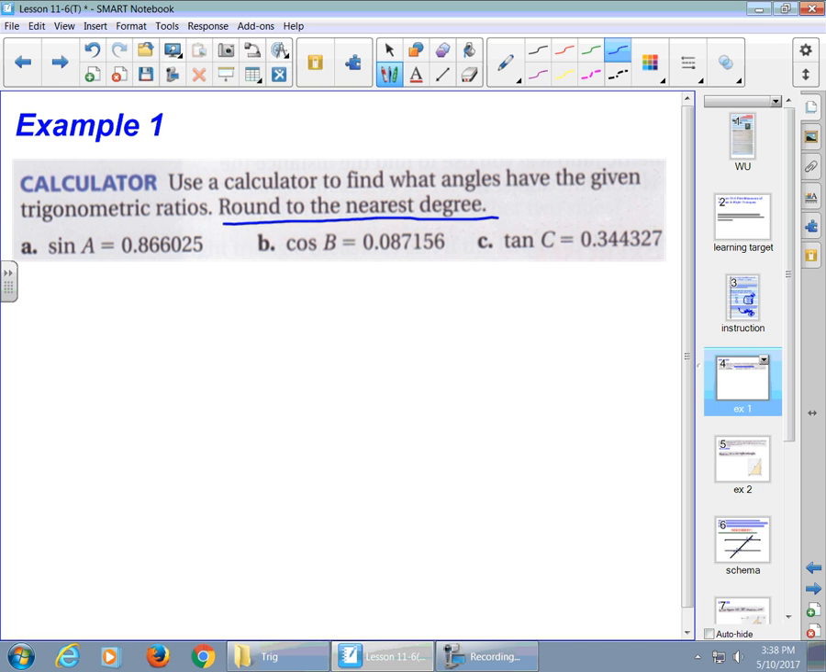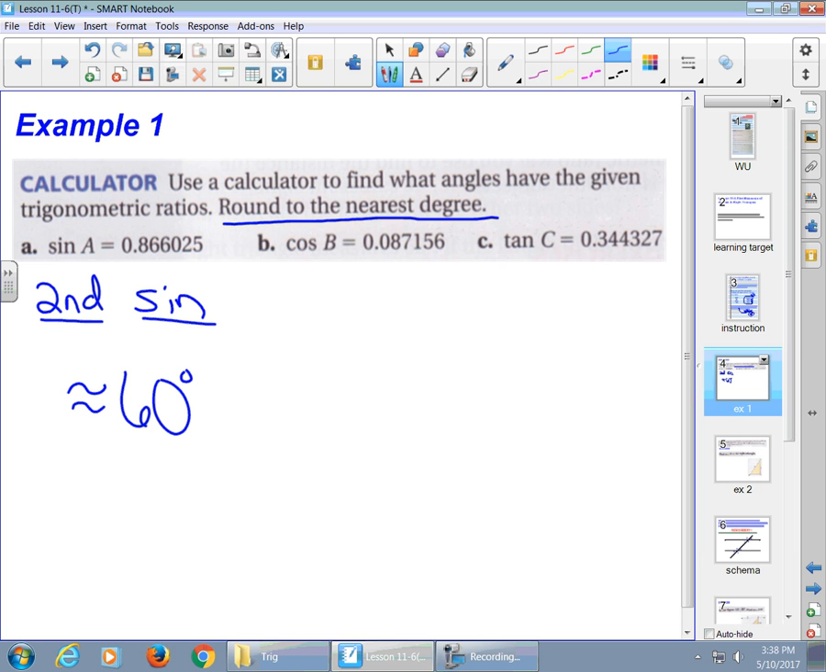So if we do sine of A equals 0.866025, we're going to do second and then sine. And when you put that in, you're going to get approximately 60 degrees. Okay, let's go ahead and try that. Remember, if I'm going too fast or you need Mr. Kovac to pause the video, just tell him and do that.